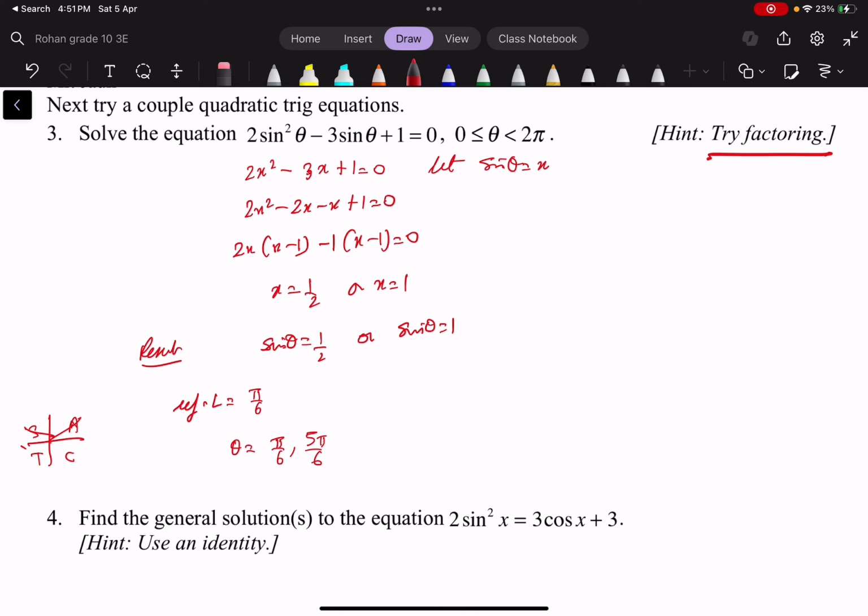If sine theta is equal to 1, that's my special case. You remember? 90 degrees. Yeah, 90. Correct.